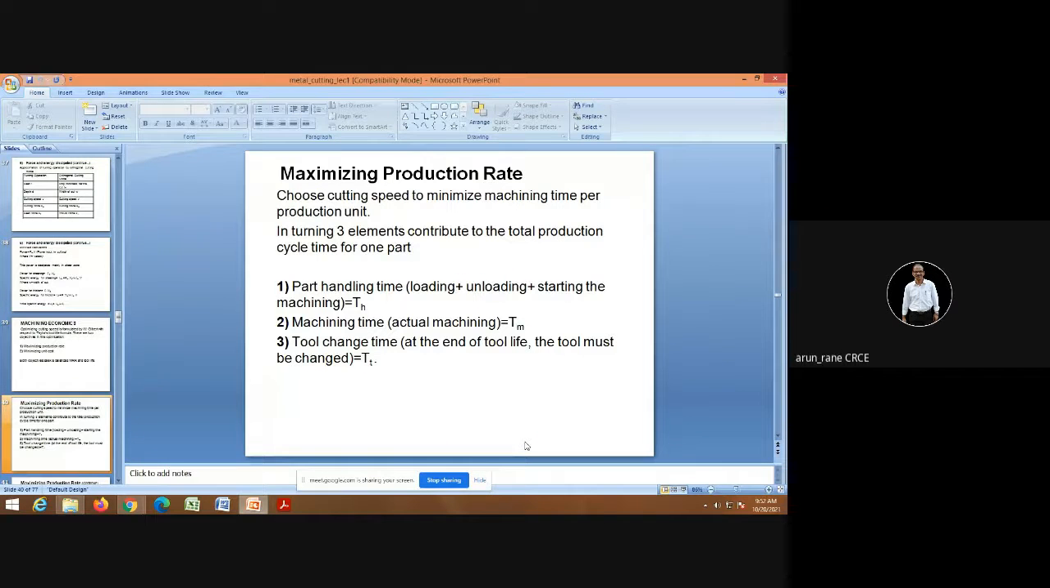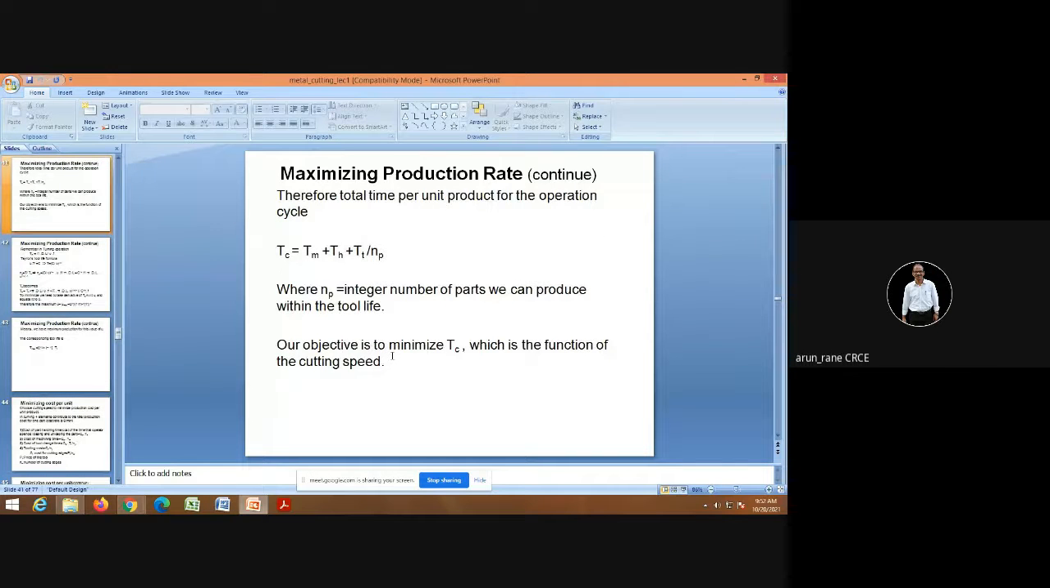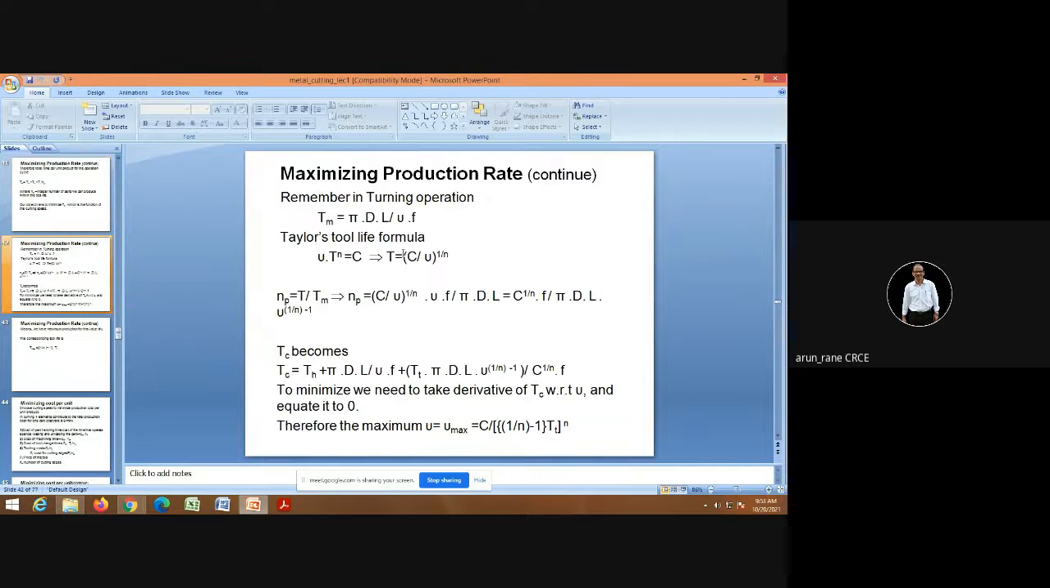So in production rate, you have to consider these times: part handling time, machining time, then tool change time, tool indexing time. Then again there are mathematical models for calculating the production rates. Our aim, as a production engineer, as a mechanical engineer, or as a software manager, is to maximize the production rate. So these are the derivations.